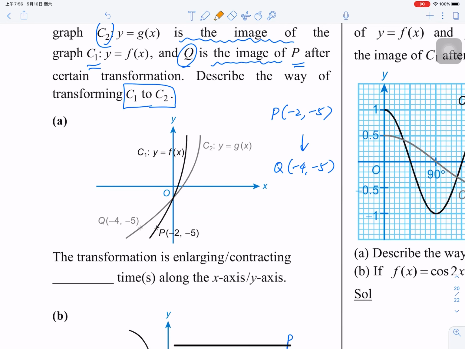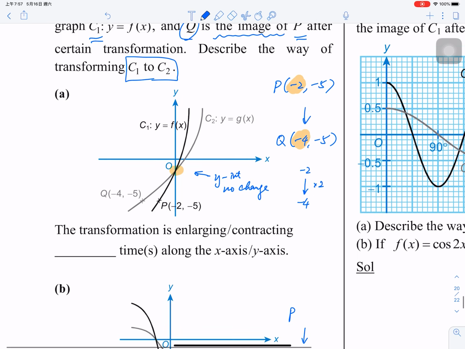P to Q. Okay. First, if we can have a look at the intercept. Here we have a y-intercept and x-intercept. And y-intercept, no change. Right? And let's have a look at the coordinates of P and Q. Transforming from C1, that means point P, to C2, that means point Q. So this one, -2 to -4 times 2, right?